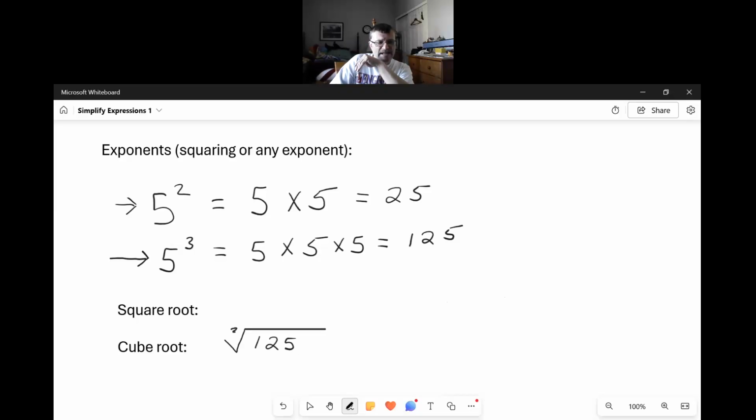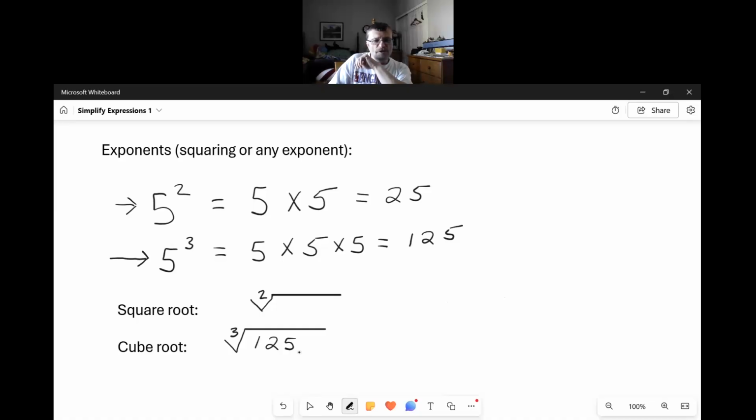If you see a little number that's nested inside here, then that is the root number we're looking for. A 3 is a cube root, a 4 would be the fourth root, etc. If it does not have a number inside, then it's understood it's a square root. You can think of it as an imaginary 2 inside the square root bracket.